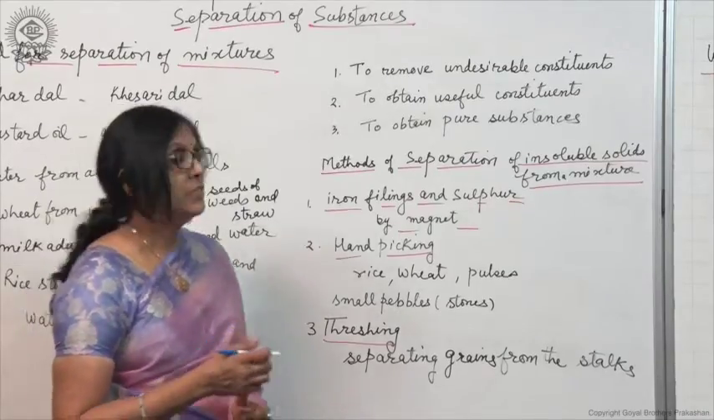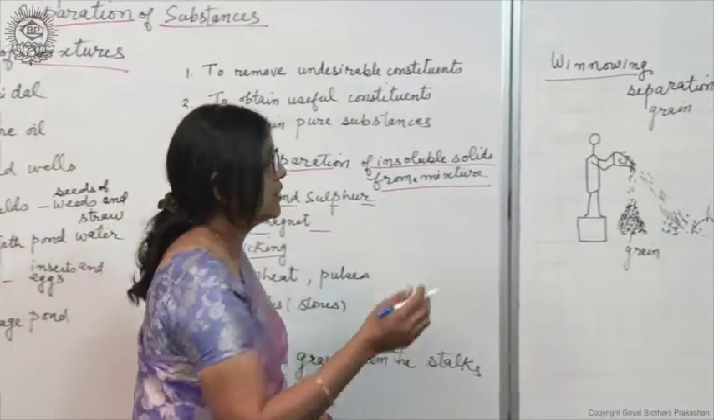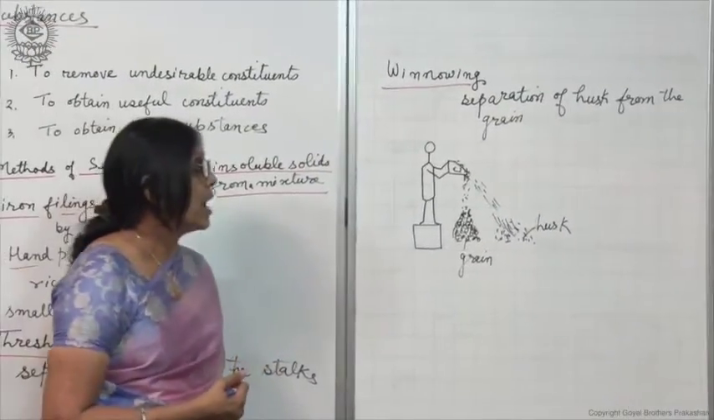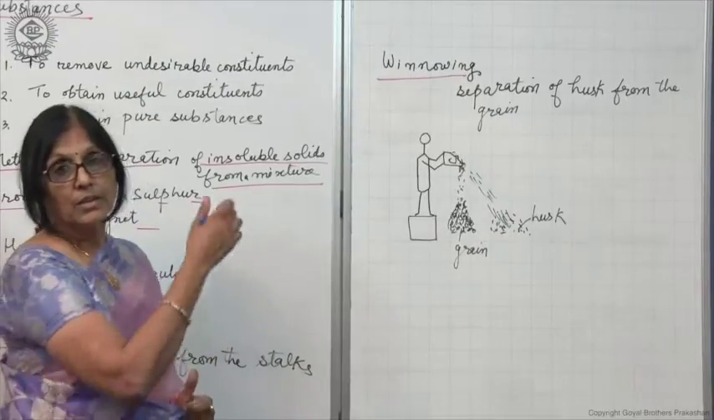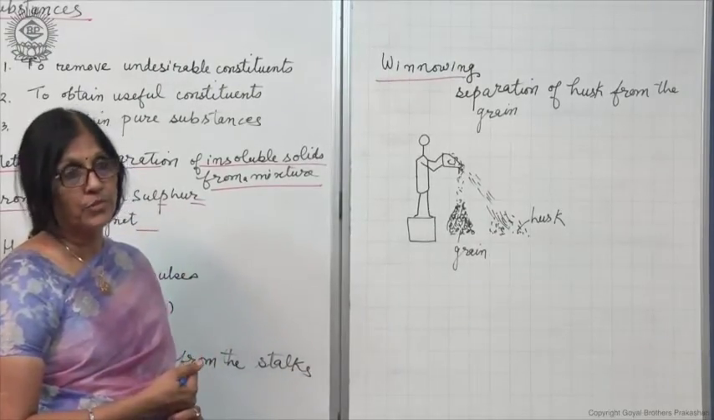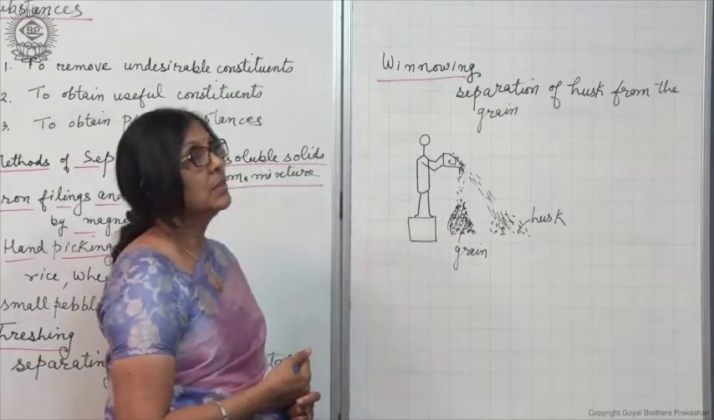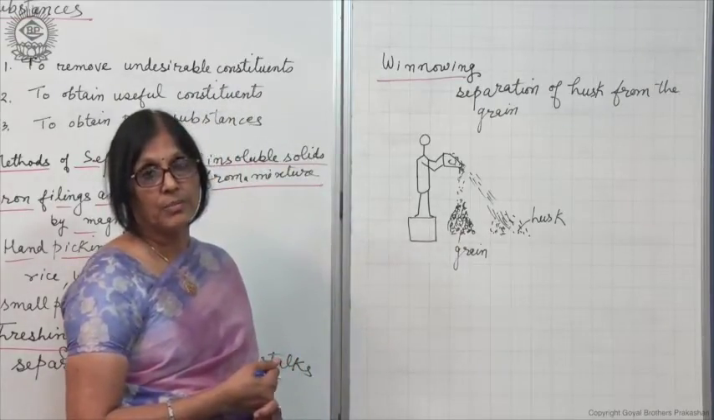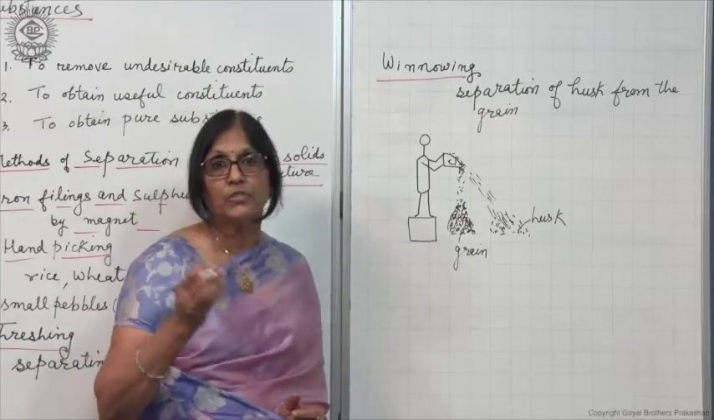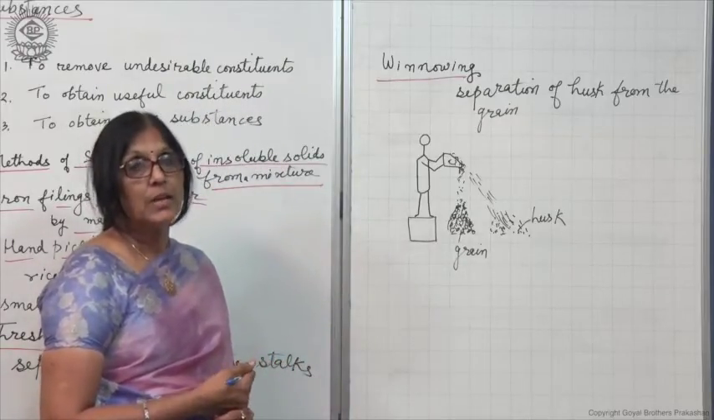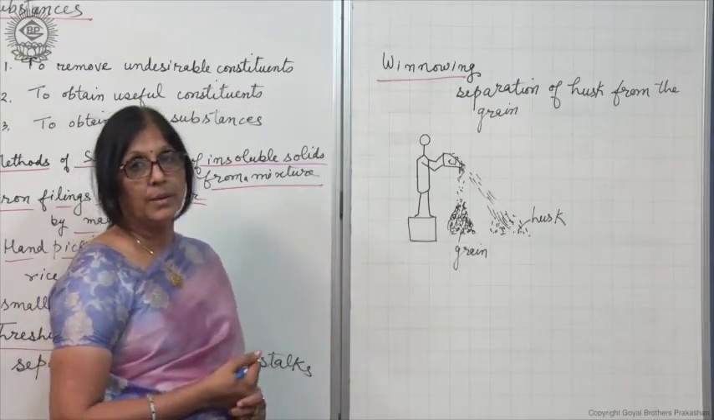Now, once the grains are separated from the stalks, another method, winnowing, is used to separate husk from the grains. Winnowing is the process which is used to separate husk from the grains. Now, in this process, what happens? Grain is mixed with very light particles of husk, which cannot be separated easily. So, this technique is adopted by the farmers.